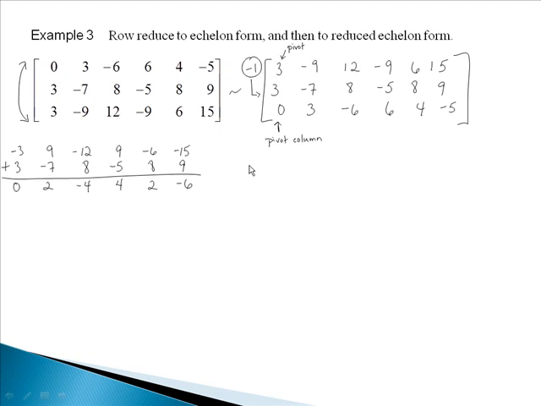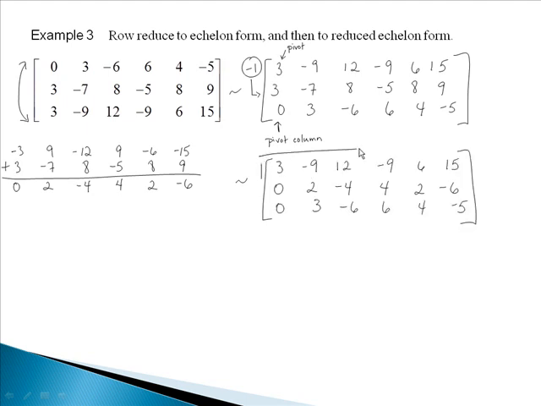So I'm going to rewrite my matrix, and I'm going to replace row 2 with the row we just came up with: 0, 2, negative 4, 4, 2, and negative 6. And the rest of the matrix remains what it was. So now I'm done with row 1, and I'm using this lower portion now kind of as my new matrix, and the 2 here then becomes my new pivot.